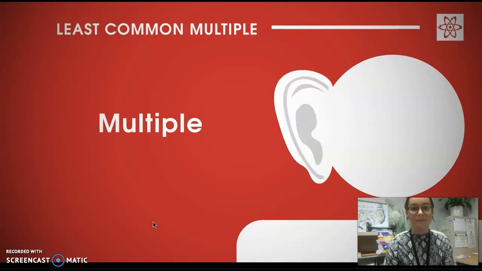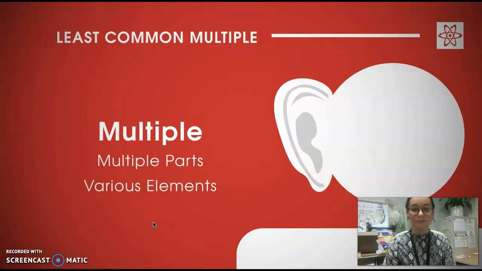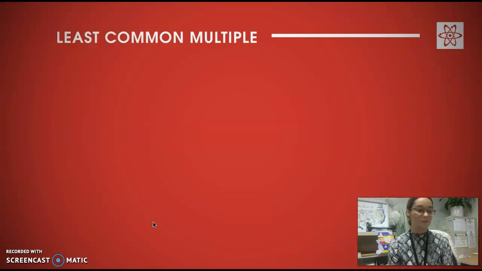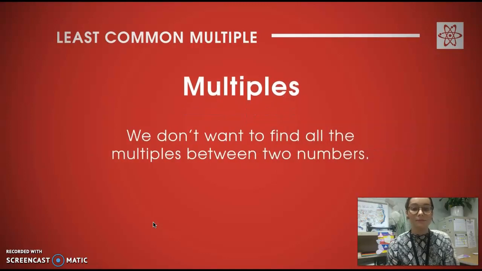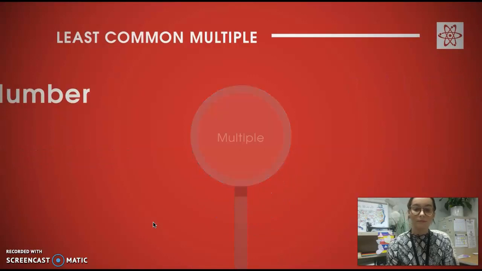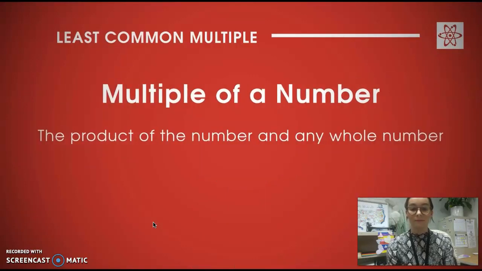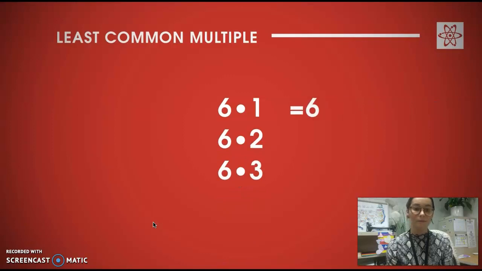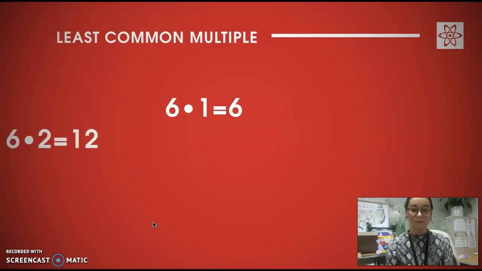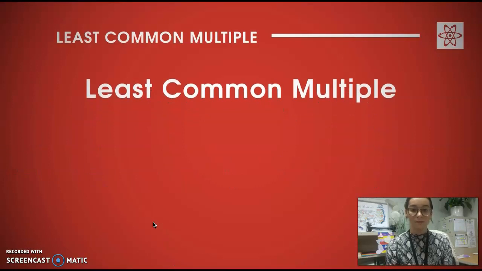When you hear the word multiple, you might be thinking of multiple parts or many various elements. So many, in fact, that it could be overwhelming. But with the type of multiples we are going to look at today, we don't want to find all the multiples between two numbers. We just want to find one small one. A multiple of a number is the product of the number and any whole number. So if you have the number 6 and multiplied it by 1, 2, and 3, the multiples would be 6, 12, and 18. Now, if you were looking for the least common multiple, you are looking for not only a common multiple between two numbers, but also the smallest of the multiples.